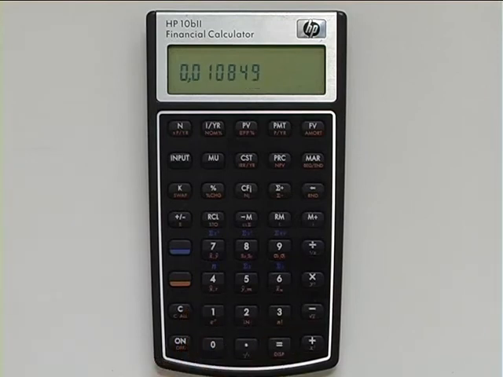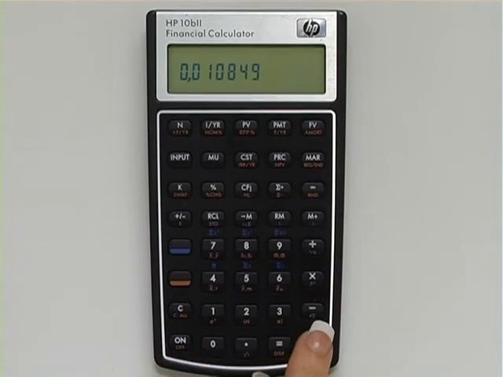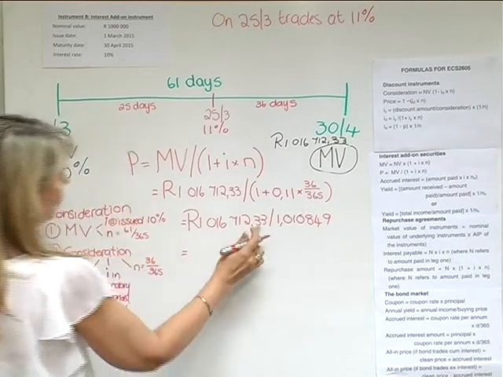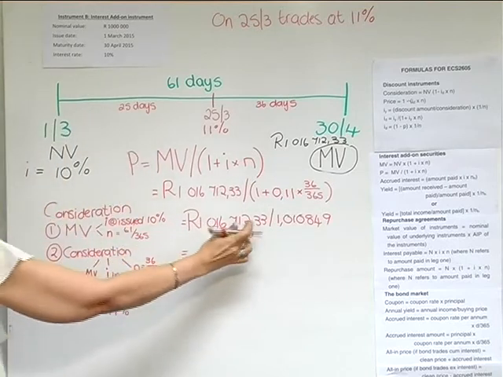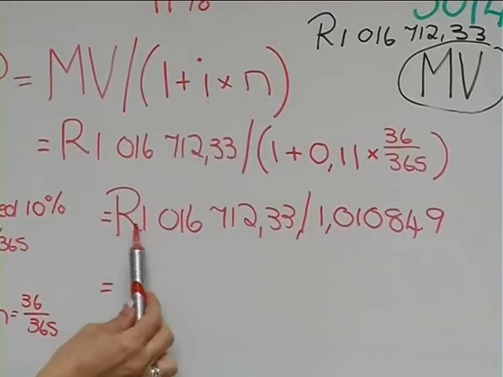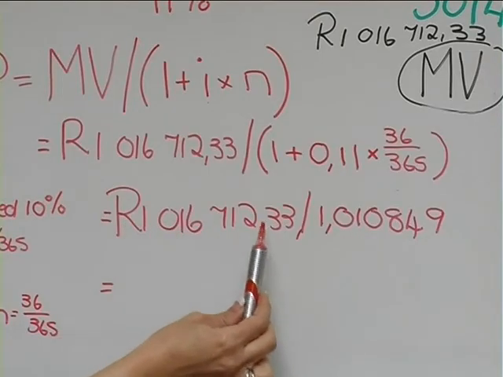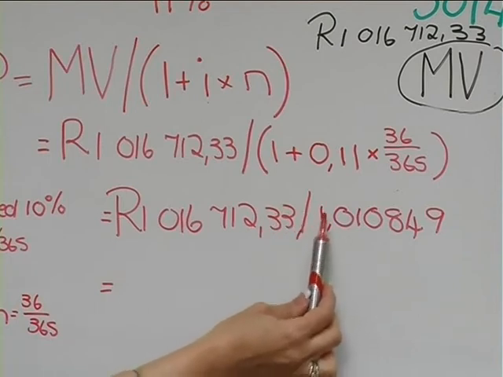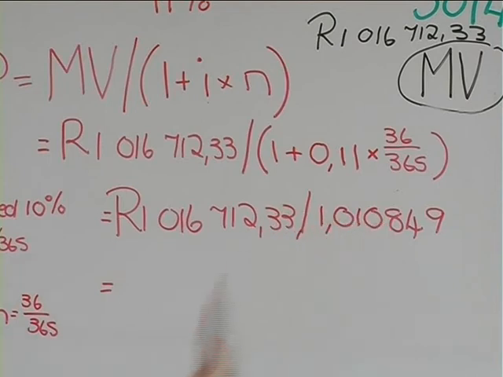0.11, plus 1, and that gives you 1.010849. And then, in order, you can now go back and say 1,016,712.33 divided by 1.010849. That would give you the correct answer.